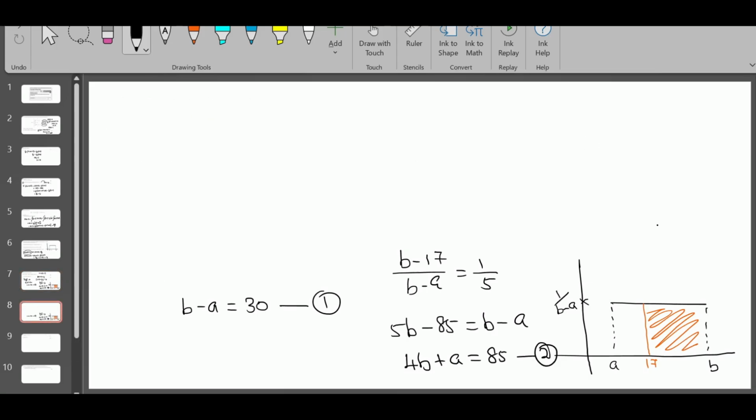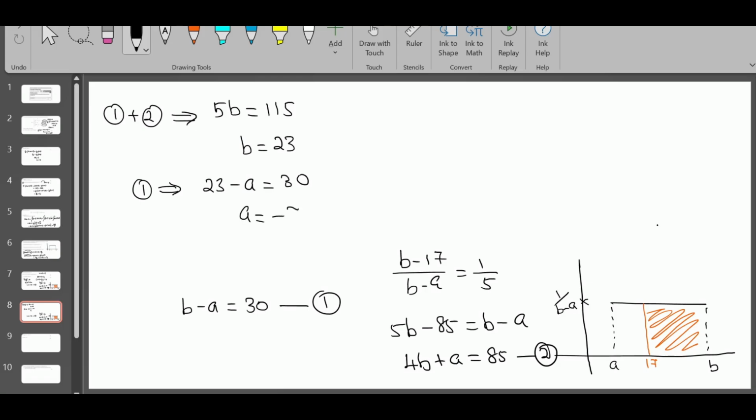So I'm going to add equations 1 plus 2. So a will be cancelled. I'll get 5b, 4b plus b. 5b is 30 plus 85, 115. b is 23. So from equation 1, 23 minus a is 30, so a is minus 7. We got the values of a and b already.